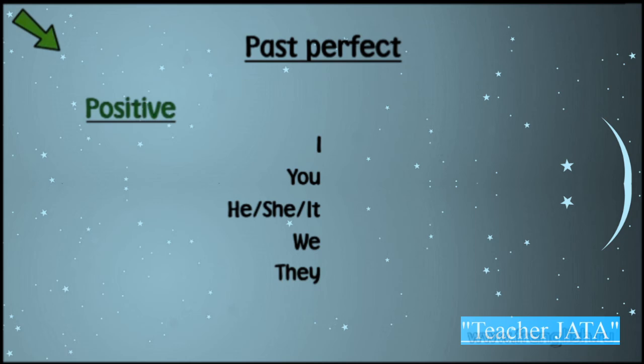We form the past perfect with had and the past participle of the verb. There are full forms and contractions of the past perfect. We form the negative of the past perfect with hadn't and the past participle of the verb.